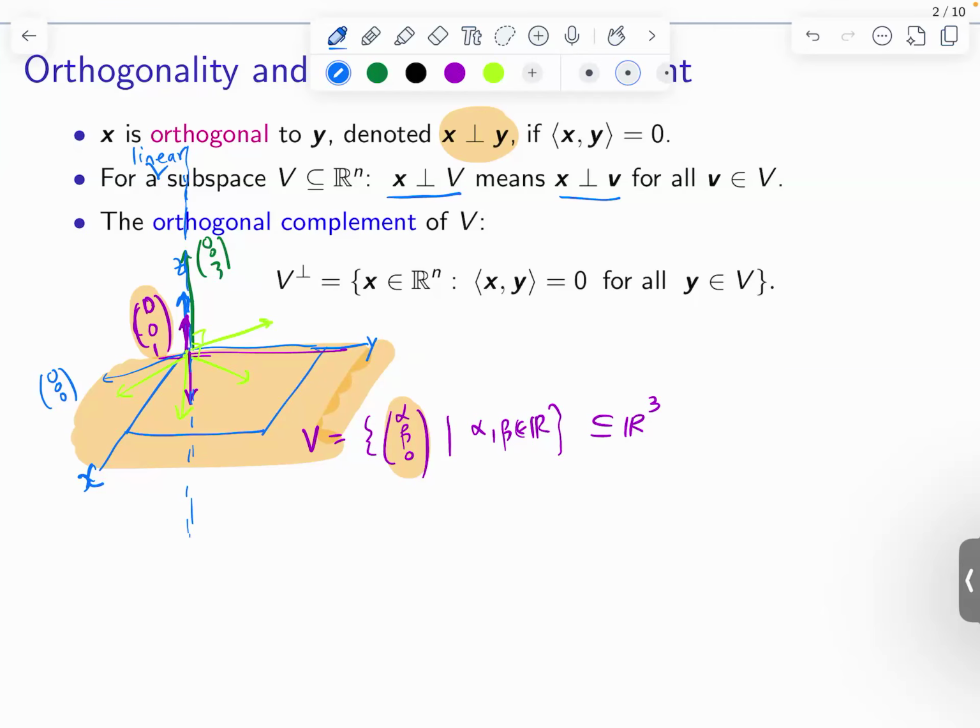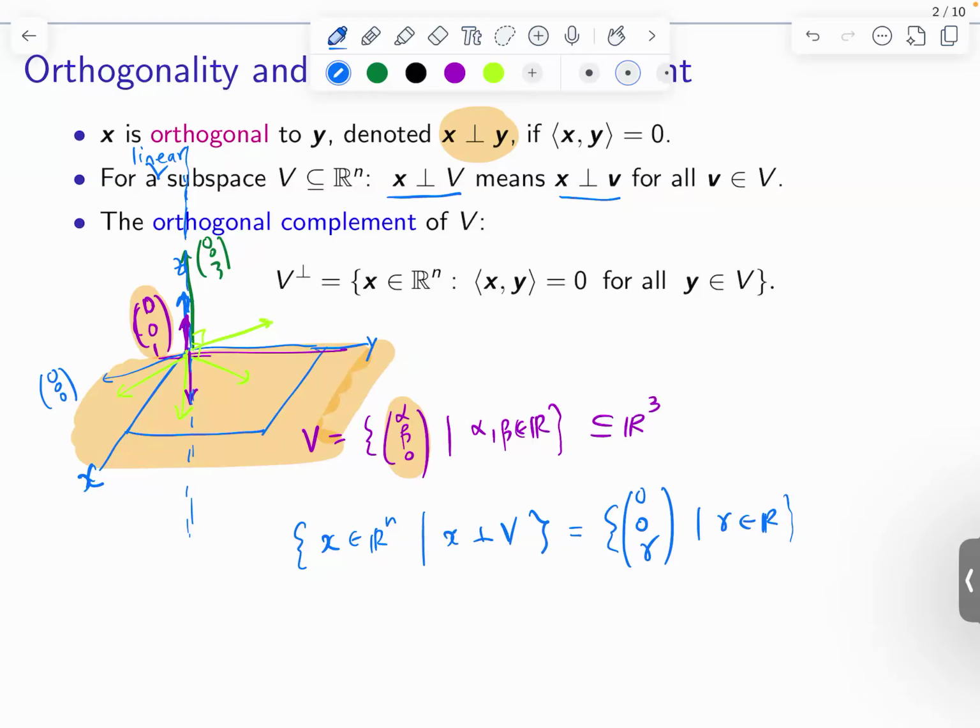So if I gather all the vectors V in our R^n, such that, or sorry, let's do X, any X that is orthogonal to V. So in this case, this happens to be just the Z-axis. So the (0, 0, gamma), gamma in R. So this is a useful notion.